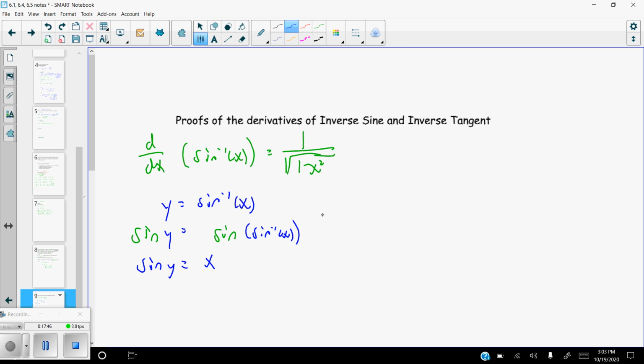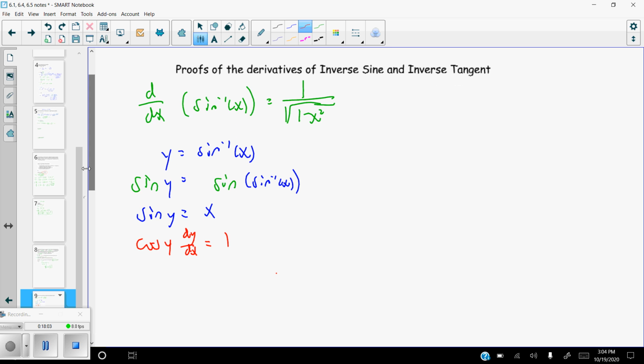Then I can go ahead and take the derivative of both sides of this equation. When I take the derivative of sine of y, it is cosine of y dy over dx. And then the derivative of the right side is 1. Ultimately, I'm solving for dy over dx, so I will divide both sides by cosine of y. All right, we're getting closer because at least I've got to the form where it's 1 over. So now we have to set ourselves up a little triangle to figure this out.